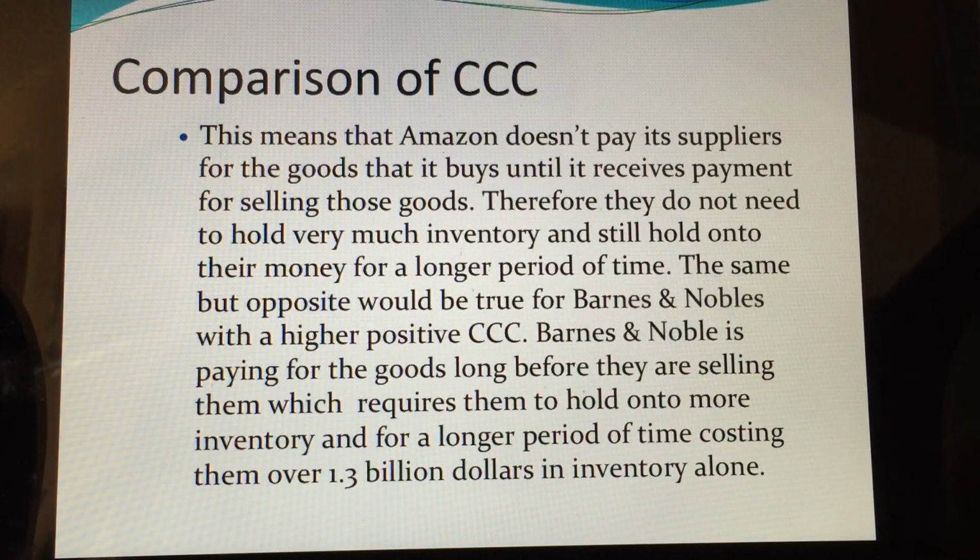So this means that Amazon doesn't pay its suppliers for the goods that it buys until it receives payment for selling those goods. Therefore, they do not need to hold very much inventory and still hold on to their money for a longer period of time. The same but opposite would be true for Barnes & Noble with a higher positive CCC. Barnes & Noble is paying for the goods long before they are selling them, which requires them to hold on to more inventory and for a longer period of time, costing them over $1.3 billion in inventory alone.